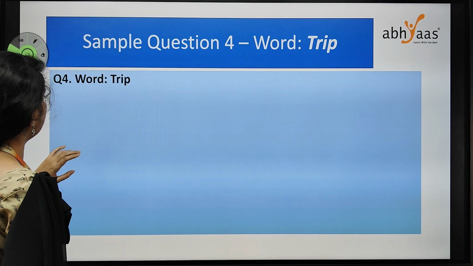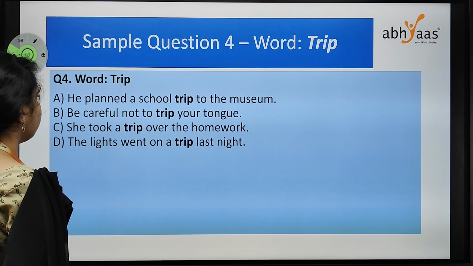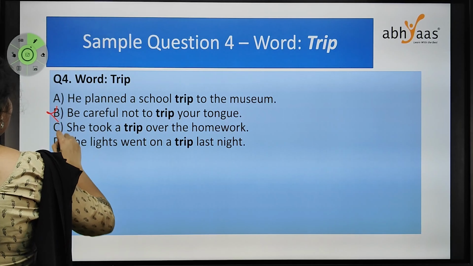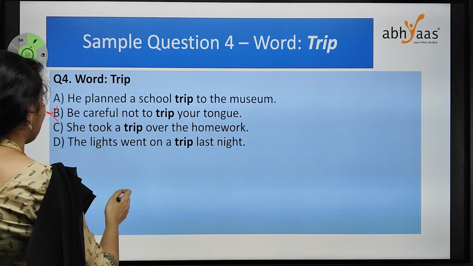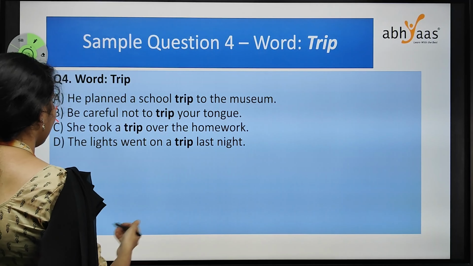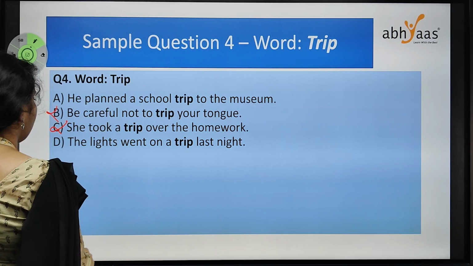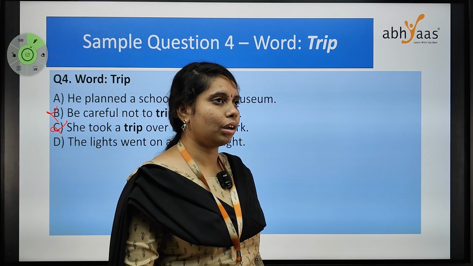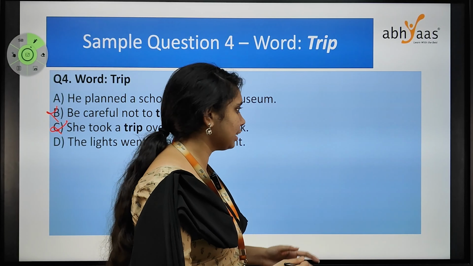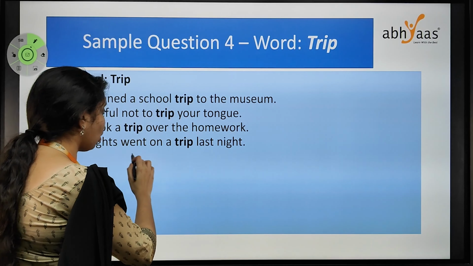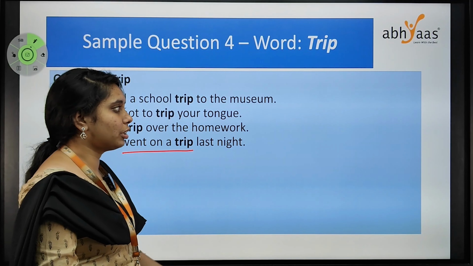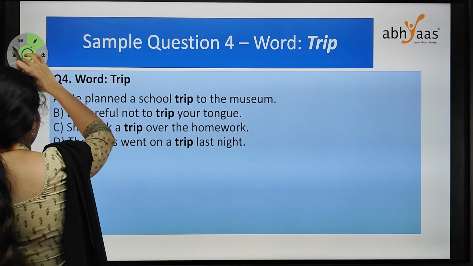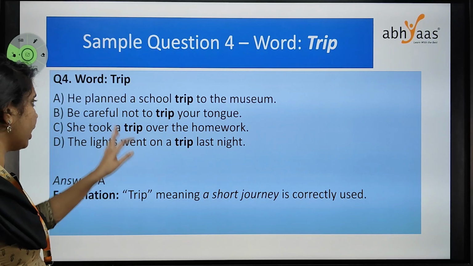Let's see for the word trip. He planned a school trip to the museum. Be careful not to trip your tongue. She took a trip over the homework. Do you take a trip over the homework and then do the homework? The lights went on a trip last night. We do say that electricity tripped last night, the lights went off, something like that. But we don't say they went on a trip. Went on a trip means they went on some vacation. So that doesn't apply here. Only the first one is contextually right. Trip means a short journey and it's used correctly in the first one.